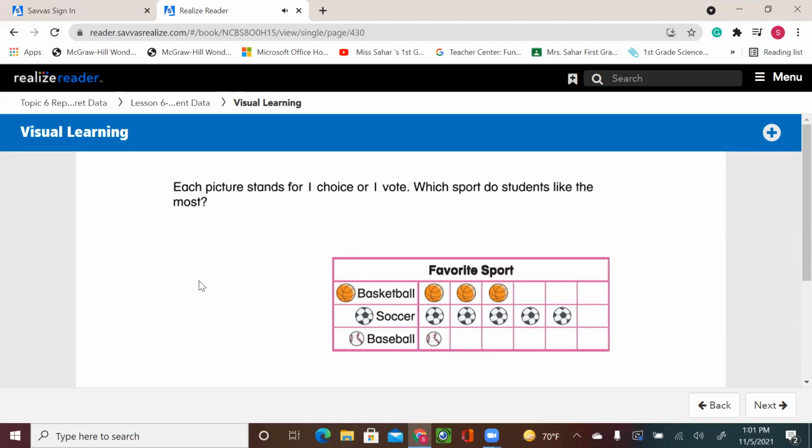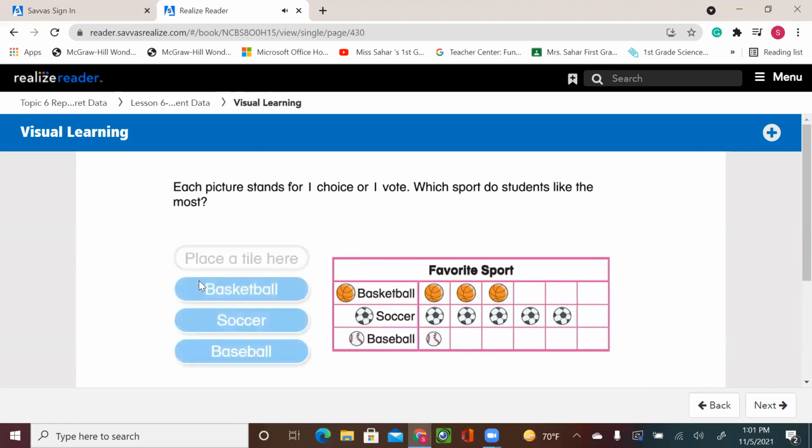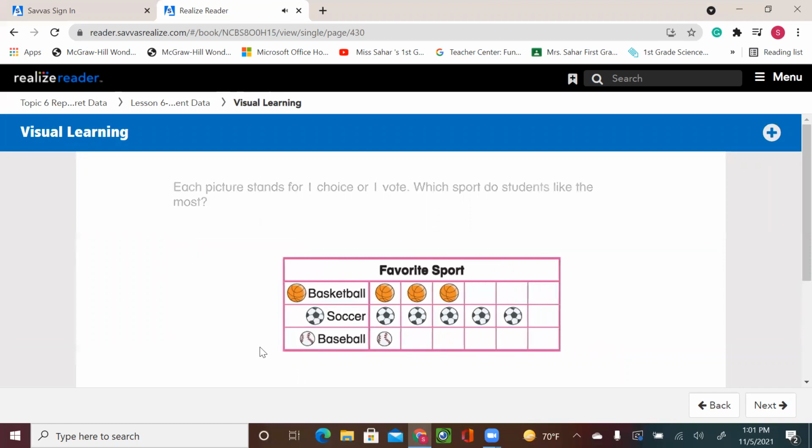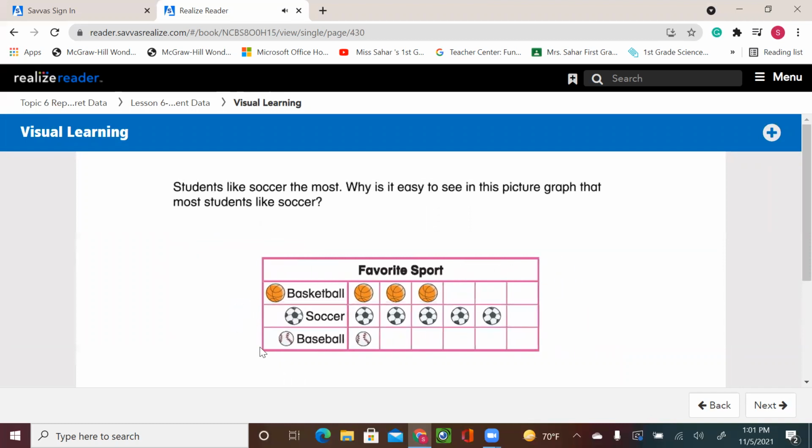Which sport do students like the most? Select your answer. So since it's a picture graph, so I'm looking at pictures and I see which picture that it has the most. I see soccer as 1, 2, 3, 4, 5 children choose soccer as their favorite sport. So let's put soccer up there. Students like soccer the most.